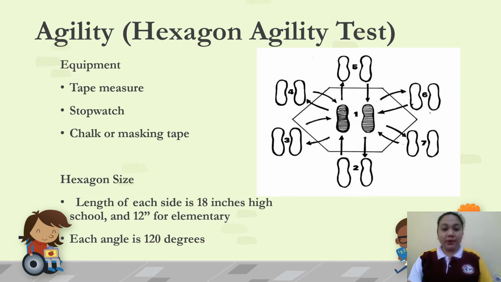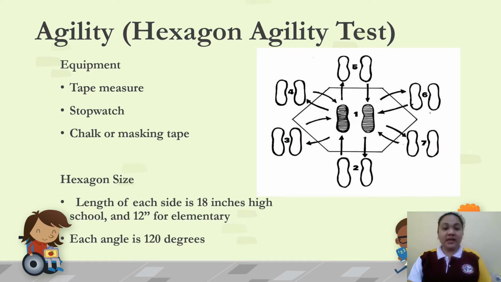Sa bawat number, ibig sabihin po niyan, pagtalon ninyo palabas ng hexagon, kailangan nyong bumalik muna ulit sa loob bago kayo lumipat sa kabilang side. Say for example, from 1, tatalon kayo papunta sa 2. Tapos babalik ulit kayo sa 1 bago kayo tumalon papuntang 3. Then same, babalik ulit kayo sa 1 bago kayo tumalon ulit palabas ng hexagon papunta naman sa 4. So, ganun lang po yung gagawin ng performer hanggang umabot siya sa 7.